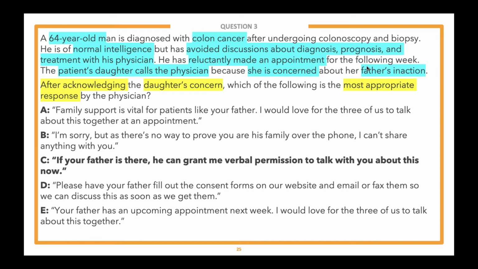So there are certain questions that you can ask the father once you get him on the phone to verify his identity. And if you are able to verify his identity, then you can go ahead and ask him permission about the daughter. So that would be your first step. You would want to verify that the father is indeed the father based on the information you have in your chart about his identifiers.